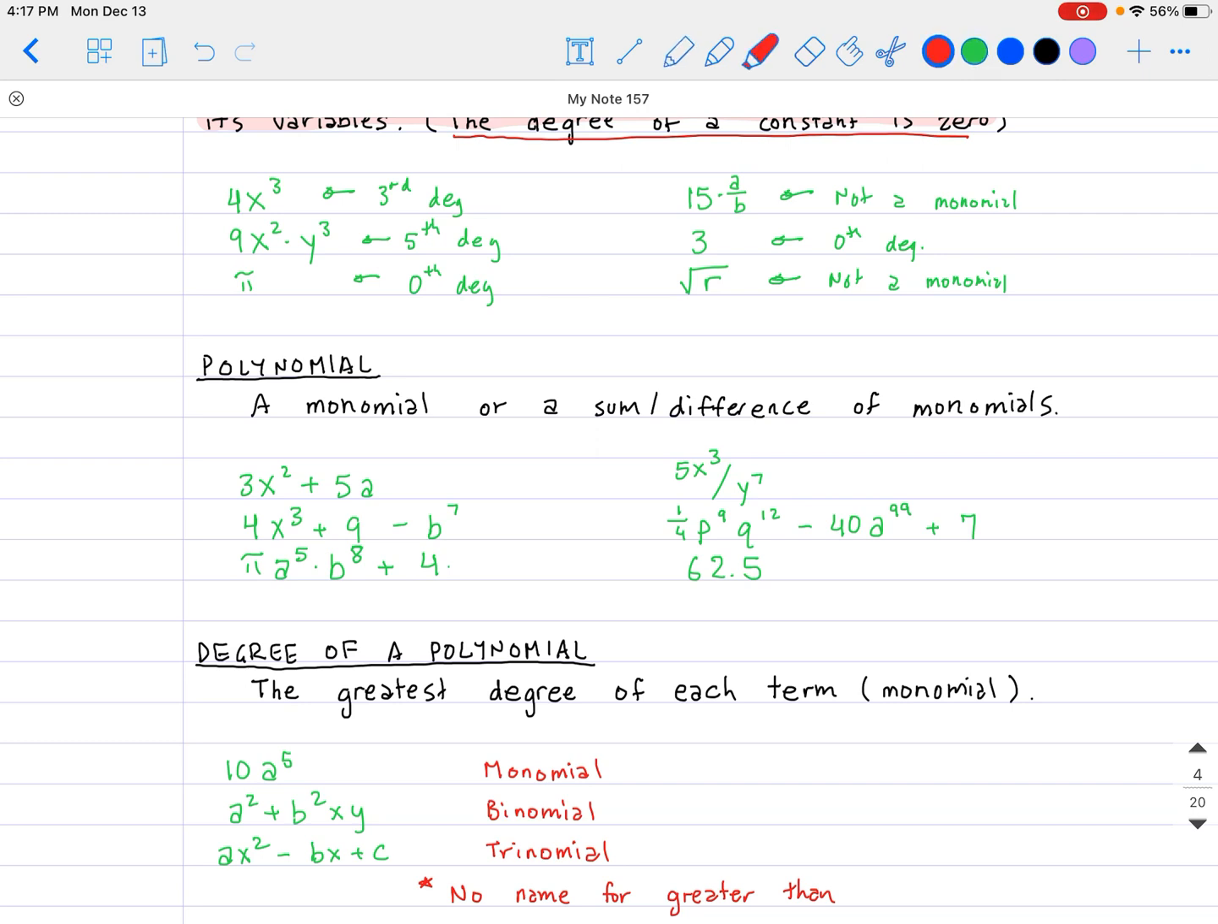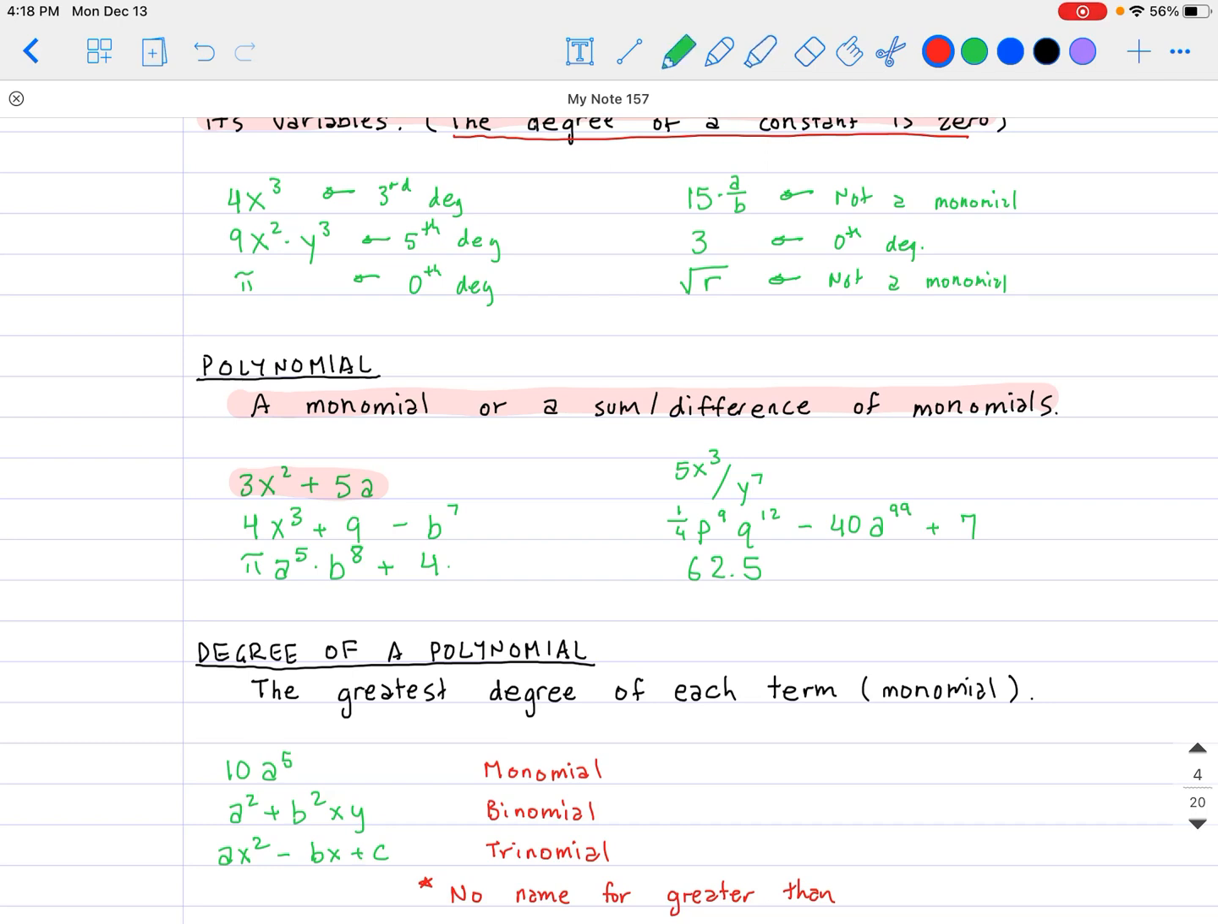Okay, so a polynomial is defined as a monomial or a sum or difference of monomials. Meaning if you have a whole bunch of monomials where you're adding all of them together or subtracting them, any kind of combination of the two, that will be considered a polynomial. So for example, the first one right here is a polynomial because notice that you have 2 different monomials, which is 3x squared plus 5a. Put them together, and that will be a polynomial.